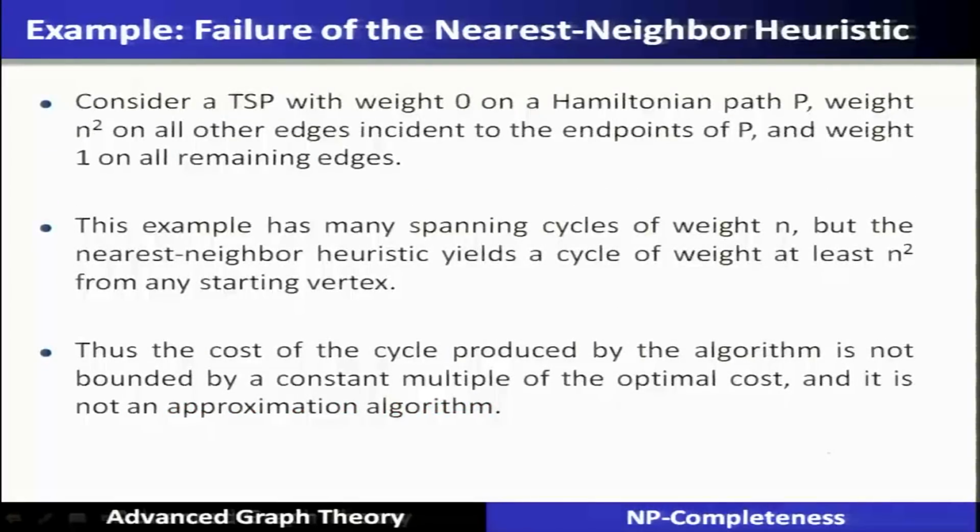Consider a traveling salesman problem with weight 0 on the Hamiltonian path P, weight n square on all other edges incident to the endpoint of P, and weight 1 on all the remaining edges. This example has many spanning cycles of weight n, but the nearest neighbor heuristic yields a cycle of weight at least n square from any starting point. Thus, the cost of the cycle produced by the algorithm is not bounded by a constant multiple of the optimal cost, and it is not an approximation algorithm.